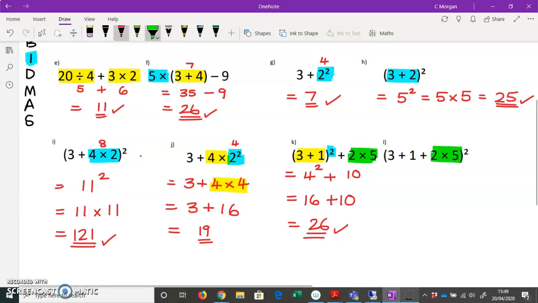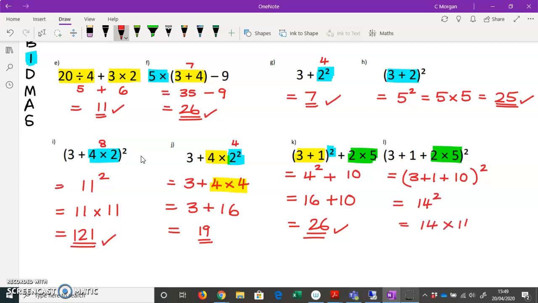My last one is all in brackets, but I notice that I've got to multiply before I add or subtract. In my brackets, I've got 3, add 1, add 2, lots of 5, which is 10. I've then got to square my brackets. 3 add 1 is 4, add 10 is 14, and 14 squared means 14 multiplied by itself, which is 196.